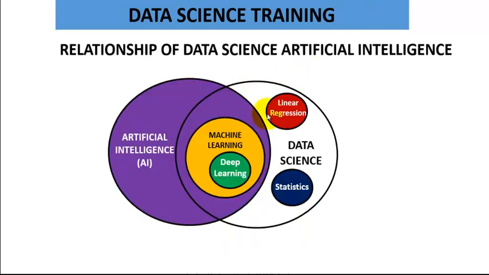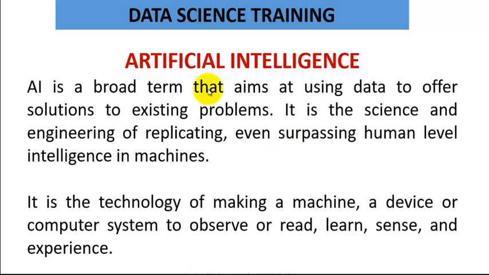I still have another Venn diagram here, but this one is more detailed, and it's talking about the relationship of data science with artificial intelligence. I want us to look at this diagram carefully. I have two major things here: artificial intelligence and data science. Because people are confused, asking, okay, what is AI? What is data science? They are related, but they are separate. Artificial intelligence stands on its own. Data science stands on its own. Now let's look at artificial intelligence.